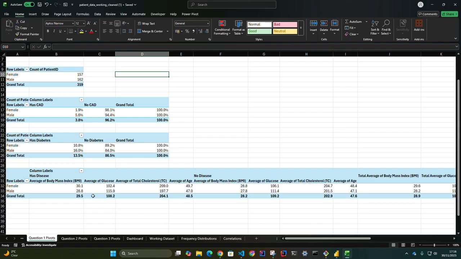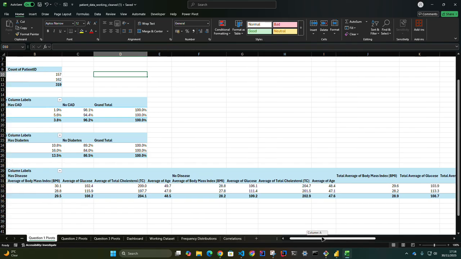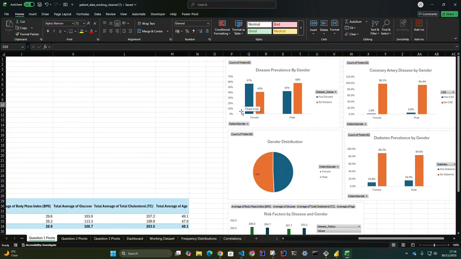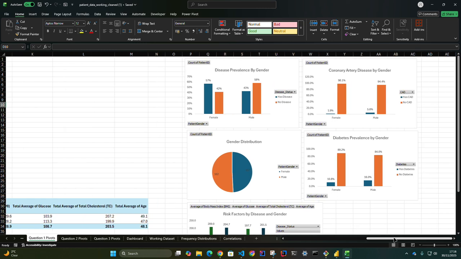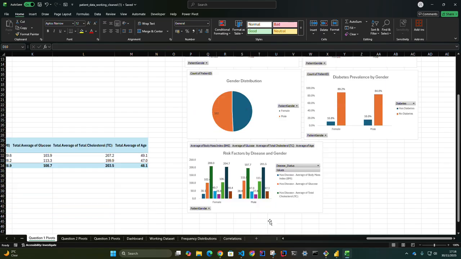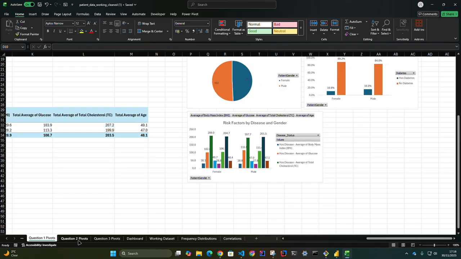And here is just risk factors by gender as well, and I'll show you my charts. As you can see, females have increased disease over males, but if I scroll over to the CAD area, you can see that males have more CAD than females, as well as diabetes. This is my risk factor chart.